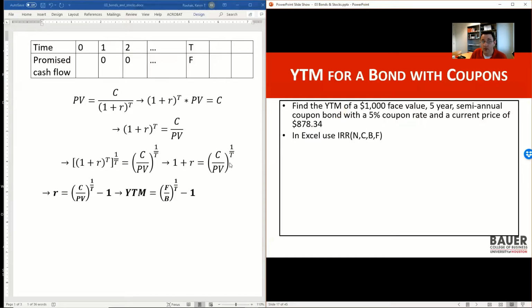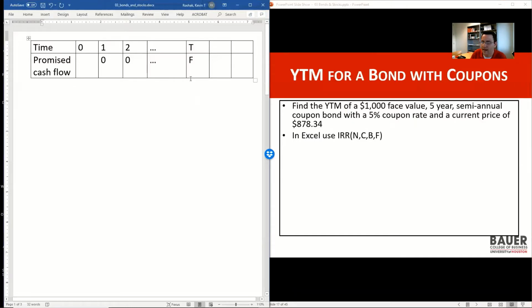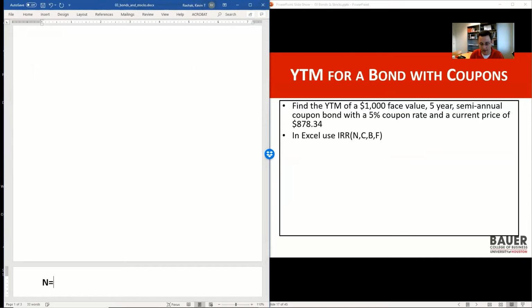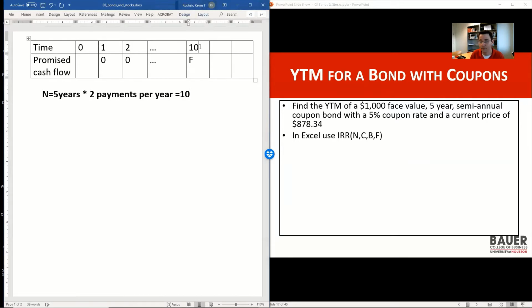Well, the first thing we're going to do is just draw out the cash flows. Make sure we're set on the cash flows for this bond. Once you figure that out, then you can use an IRR function. But it's helpful to lay out the cash flows for any problem first. If it's 5 years, semi-annual, that tells us N is going to be 5 years times 2 payments per year. So that's going to be 10. We're going to have 10 periods to deal with. The face amount is 1,000, so we're going to have a $1,000 payment at time 10.